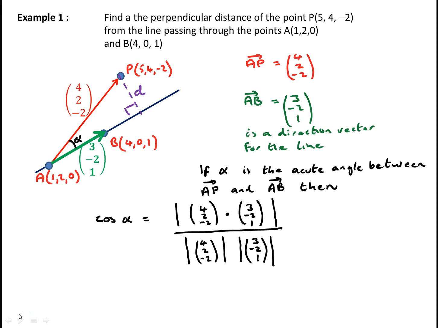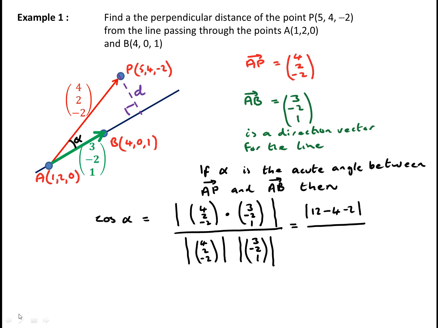So the scalar product gives me 4 times 3, which is 12, plus 2 times -2, which is -4, plus -2 times 1, which is -2. So the scalar product is 6. So I've got the modulus of 6, which is 6 on the top.